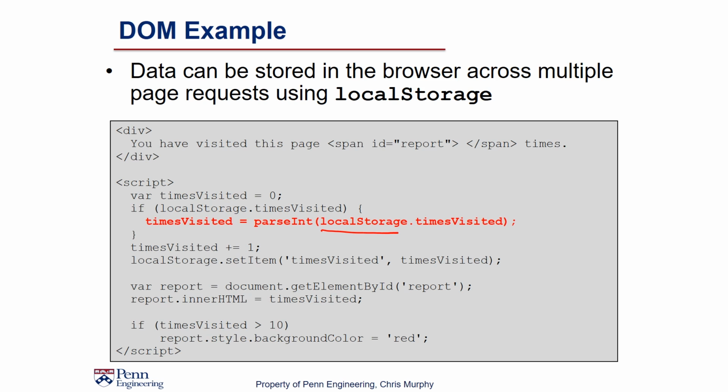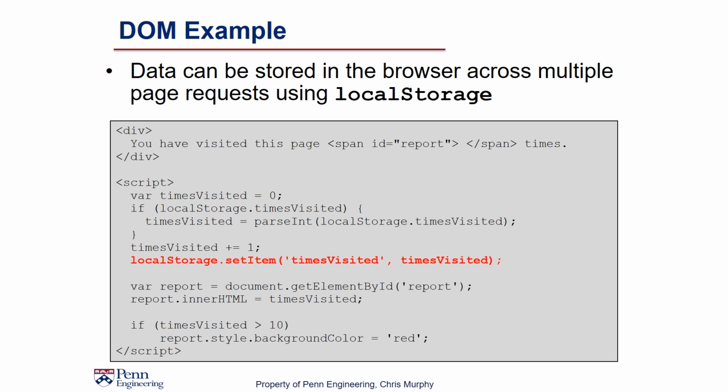However, if timesVisited has a truthy value, for instance, a number, then it'll go into the if statement, and what it will do is read from local storage that value, that property, convert it to an integer, and store it here in my local variable called timesVisited. Regardless of whether local storage already had a field or property called timesVisited, we'll increment timesVisited to show that they've visited this page one more time. And then we'll write this value, or we'll set the value in local storage.